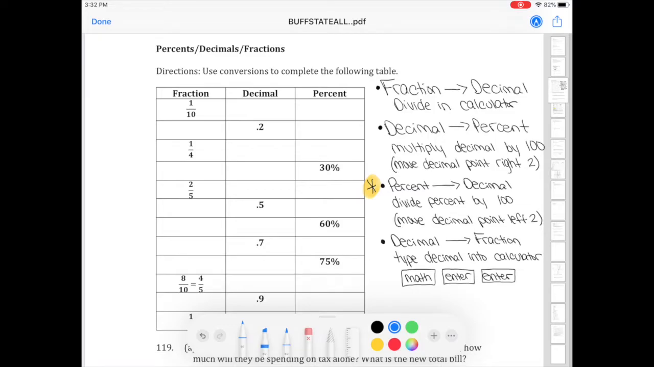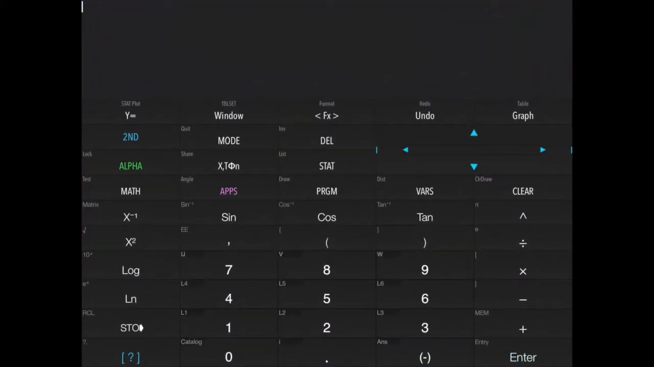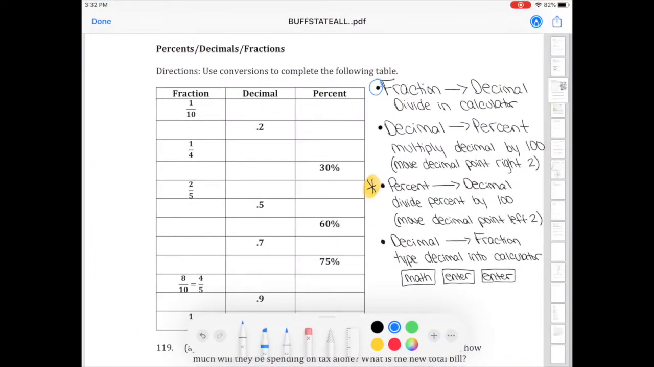So starting with the first one, which is 1/10, if you go off to the side, the first bullet point says fraction to decimal. To convert a fraction to a decimal, you just have to divide it in your calculator. So I'm going to open my calculator. And the first fraction was 1/10. So you type in 1 divided by 10 in your calculator, and it will give you 0.1. It automatically converted that fraction by using division to a decimal. So on my table, I'm going to type in, underneath my decimal, 0.1, which is the same as just .1. So if you prefer to just have that .1, it's perfectly fine.